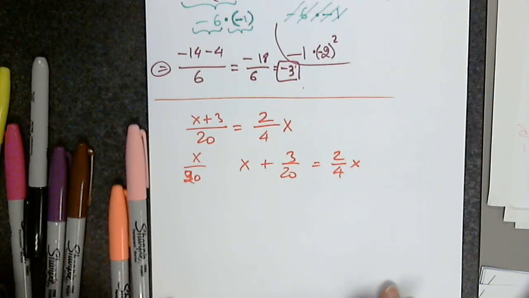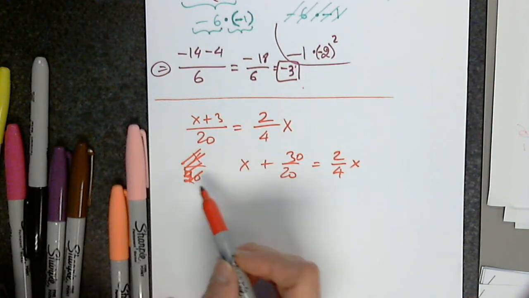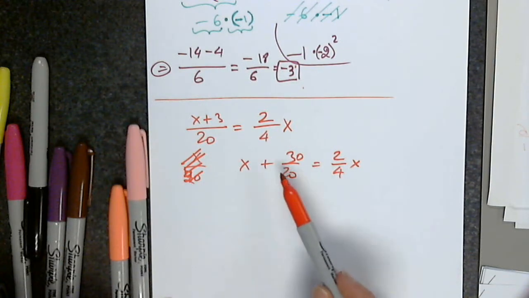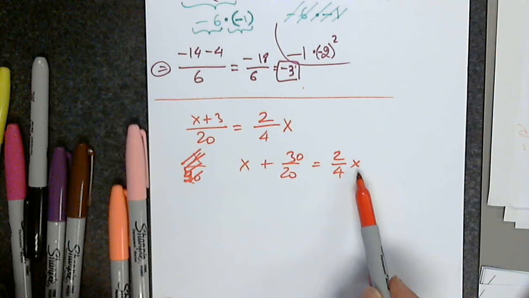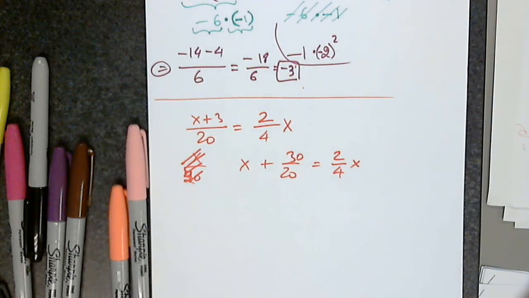Oh, here? Okay. Is this correct now? Yeah. Okay. So let me read it one more time to make sure. x plus 30 over 20 equals 2 over 4x. Correct? Okay. So we are asked to solve this equation.